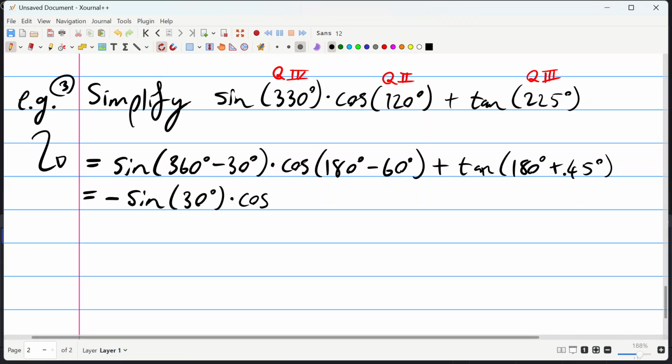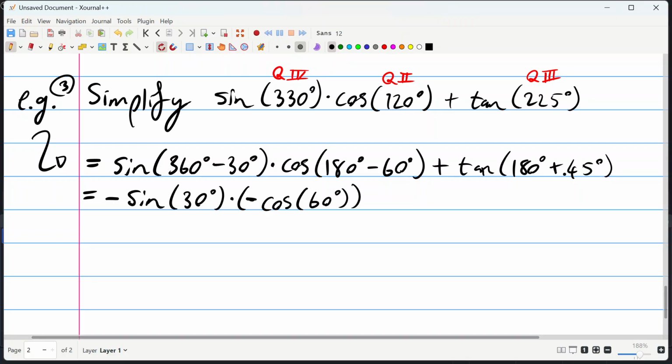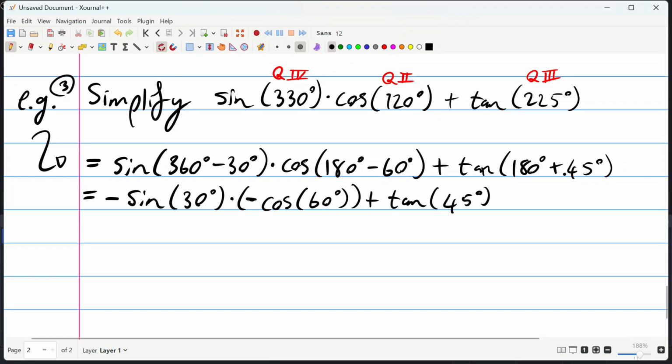Next one is multiplied by cos. Well, we do not have to do all of that again. We know that this is quadrant 2 and cos is negative in quadrant 2, meaning it's going to be multiplied by negative cos of 60 degrees. We're just reducing the angle now. Plus, we have tan of 180 plus 45. We know that's quadrant 3, right? With quadrant 3, tan is positive, so it's just tan of 45 degrees because we reduced 180 degrees. Then we can simplify it. The negatives will cancel. Then we are just left with sine of 30 degrees.